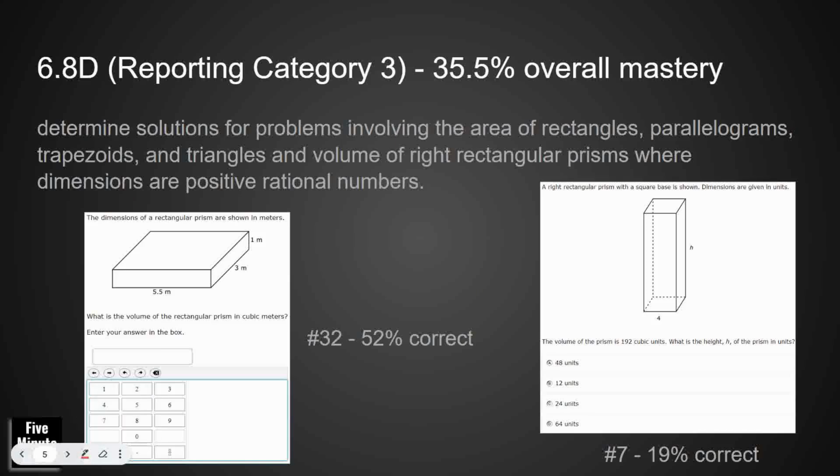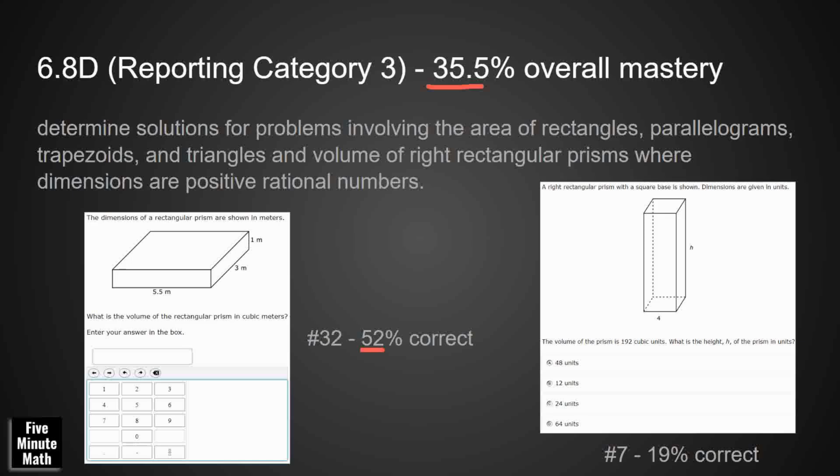6.8D. This is in reporting category 3. We had 35.5% overall mastery. Now, this was tested twice, and one of these was not that difficult. One was extremely difficult. We're determining solutions for problems including area and volume. Even though number 32, we'll start with this one first because this one was scored a little bit higher. Even though that was a new item type, right?